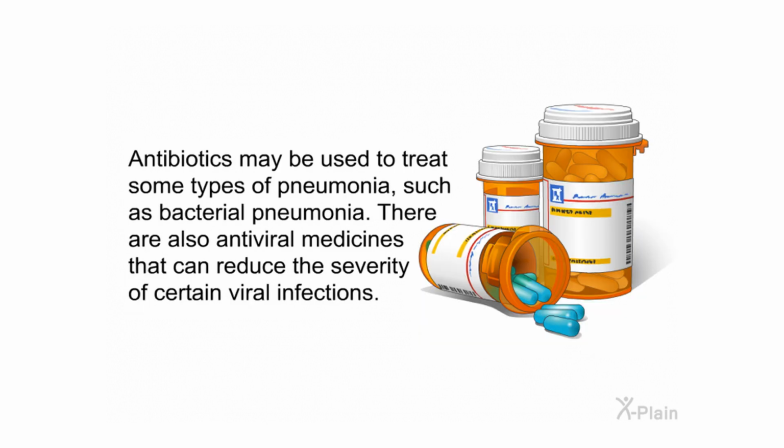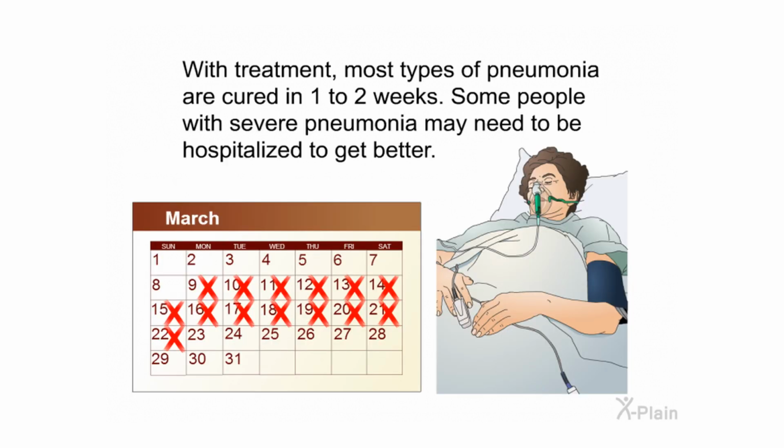Antibiotics may be used to treat some types of pneumonia, such as bacterial pneumonia. There are also antiviral medicines that can reduce the severity of certain viral infections. With treatment, most types of pneumonia are cured in 1 to 2 weeks. Some people with severe pneumonia may need to be hospitalized to get better.